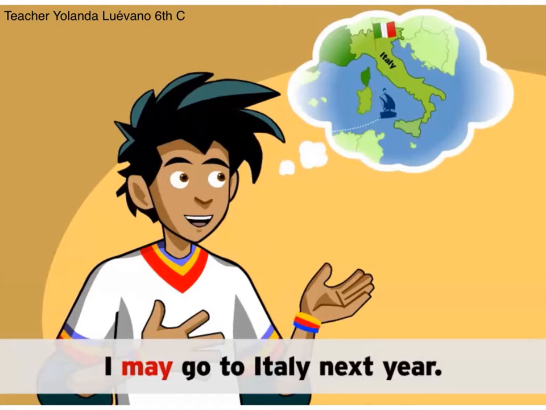Remember that when we want to talk about plans, what future shall we use? We should use future going to when it comes to plans. But when it comes to something that we are not so sure about, we're going to use may and might. Remember, this sentence could be I might go to Italy next year.